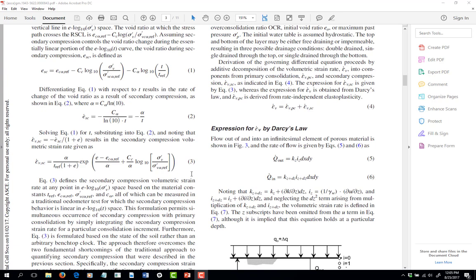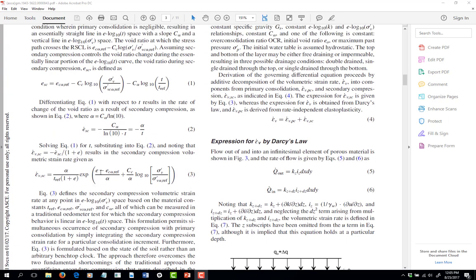Let me try and find that equation. Here it is, right here. So you can walk through the logic of the equation. This is the typical one here. This is an expression for the void ratio during a secondary compression load stage. And then I'm going through some algebra here to arrive at this equation number 3. So this is the volumetric strain rate due to secondary compression. And it depends on alpha, which is actually just C alpha over the natural logarithm of 10.